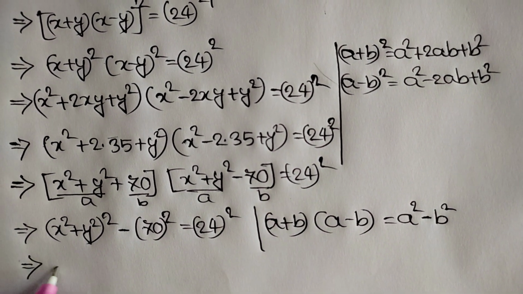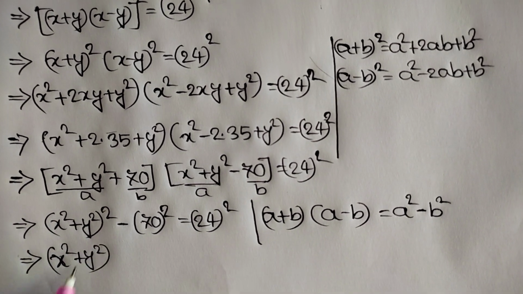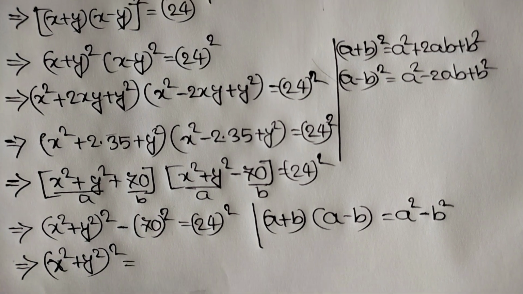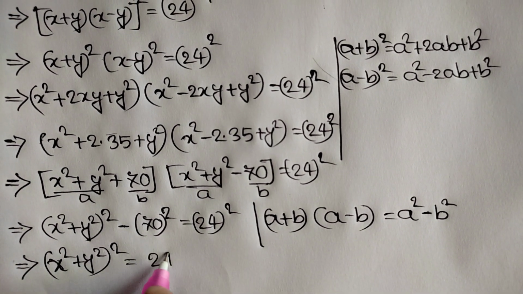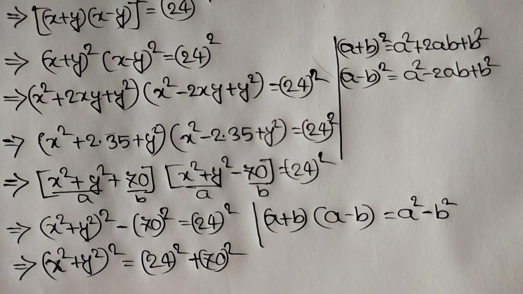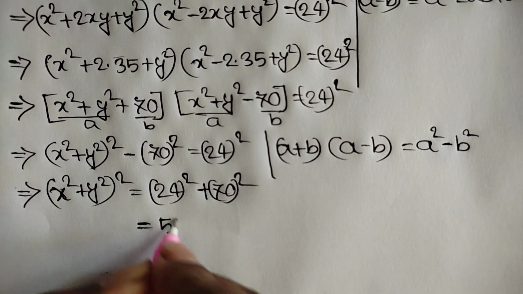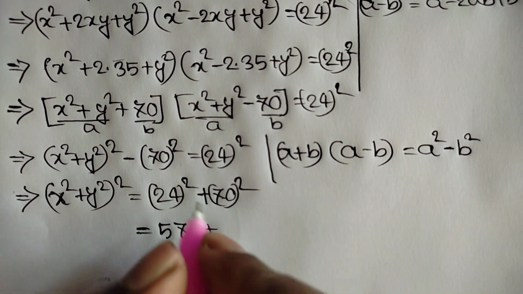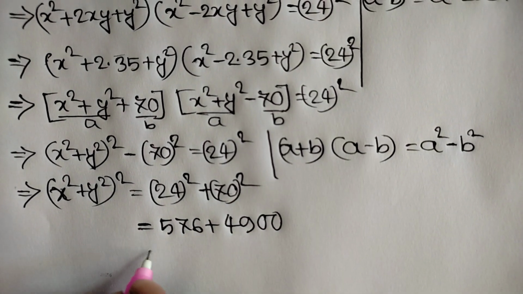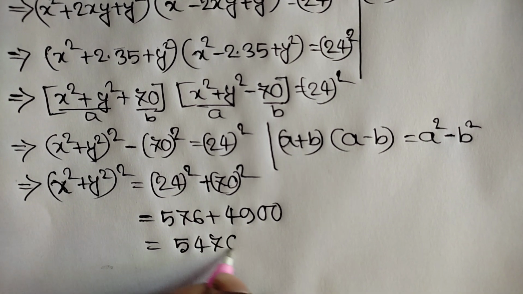Or x square plus y square whole square is equal to, taking this 70 square to the right side, we get 24 square plus 70 square, that means 576 plus 4900 is equal to 5476.